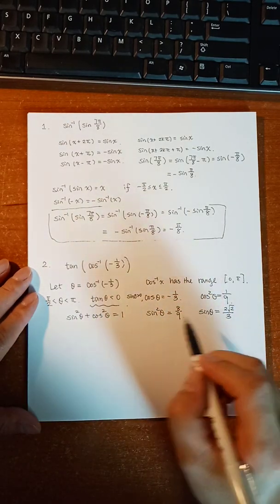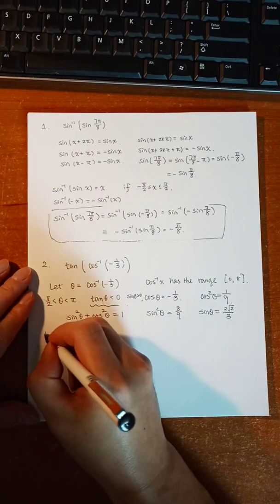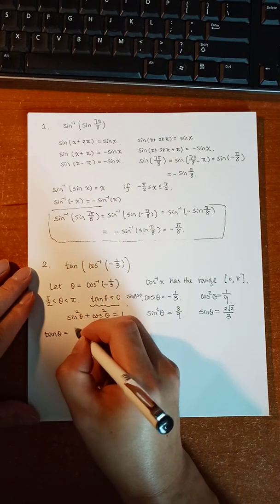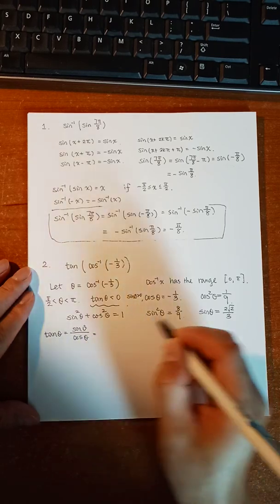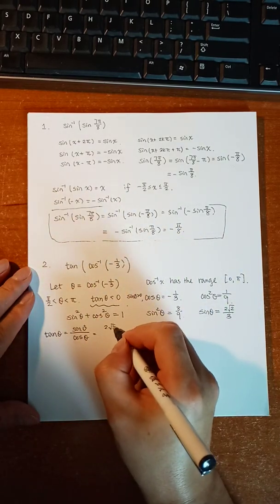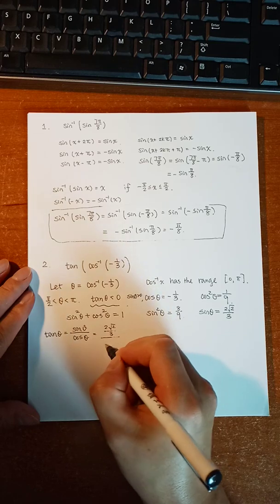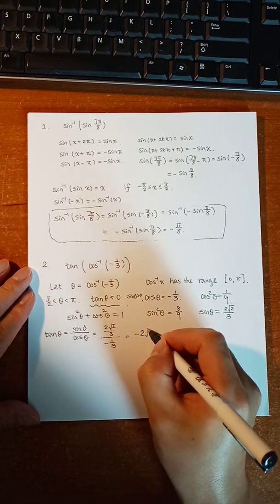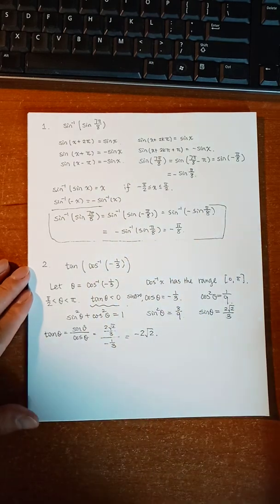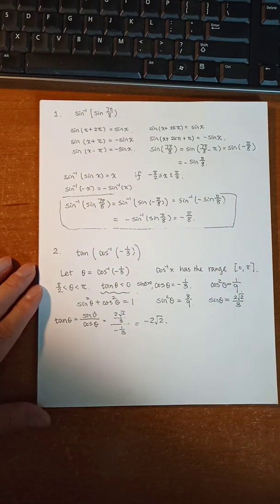Okay, you have a sine, you have a cosine, then tangent theta is sine theta over cosine theta. Sine is 2 root 2 over 3. Cosine is negative 1/3. So it's negative 2 square root of 2.